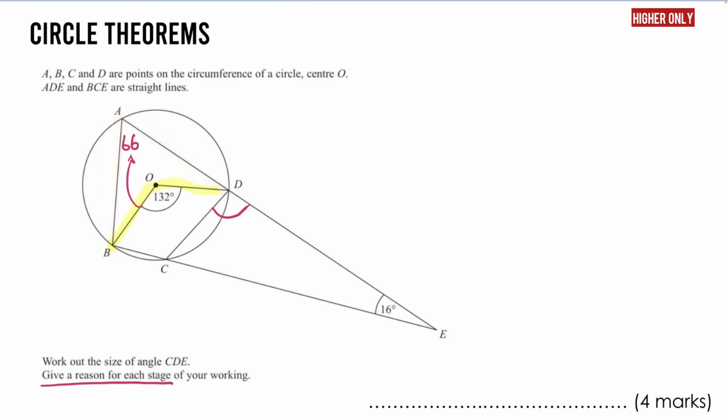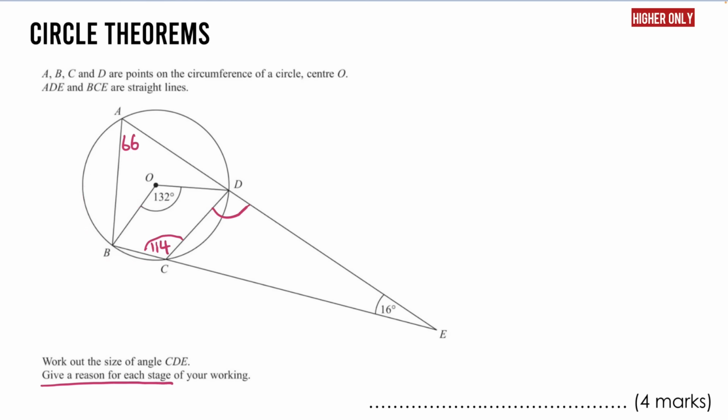From there, we can actually see that there is a cyclic quadrilateral. So a large quadrilateral here where all 4 points are touching the circumference of the circle, meaning that the opposite angles add up to 180. So I can do 180, take away 66, which means this is 114. Again, I would write next to that because opposite angles in a cyclic quadrilateral add up to 180. So I've got a few of these angles now.